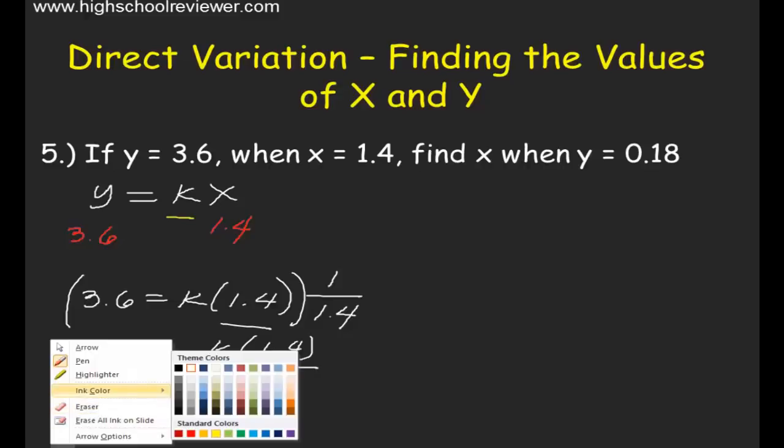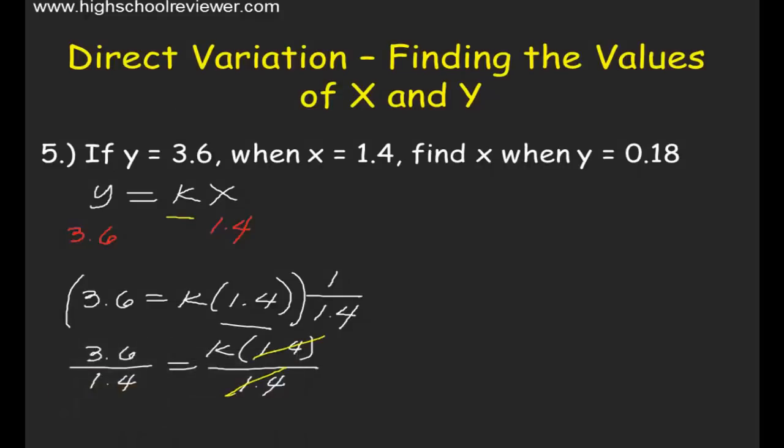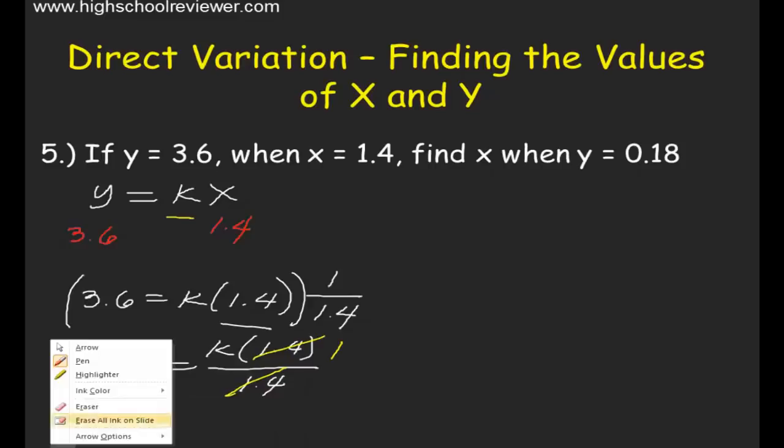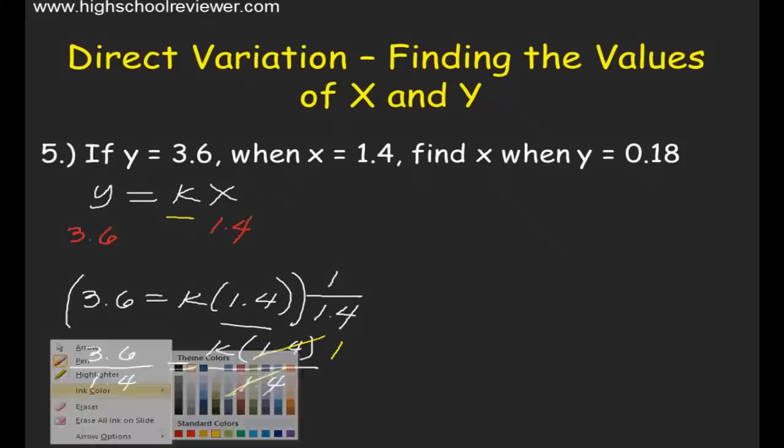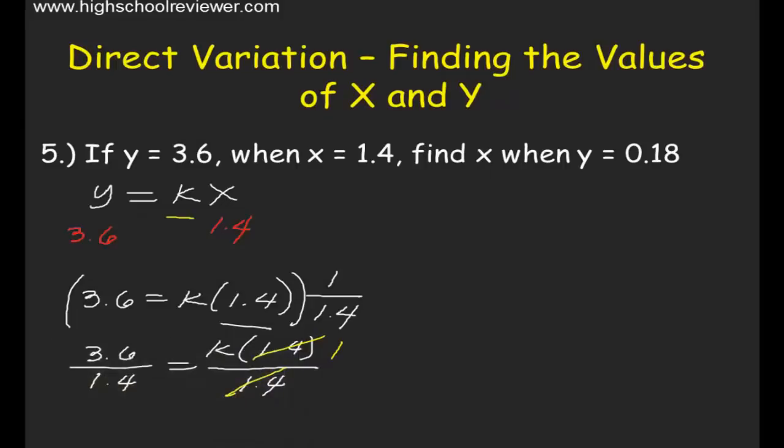1.4 divided by 1.4, that is positive 1. So we have 3.6 divided by 1.4. That will give us 2.57. And k multiplied by 1, that is equal to k. We now have the value for k.